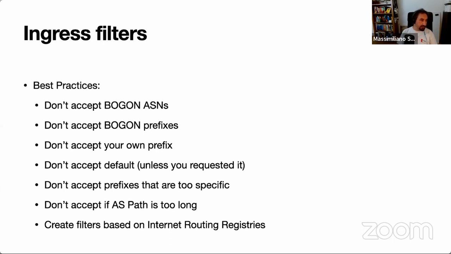Here we go. So don't accept if the AS path is too long, and you can see that in this case, Tom has a configuration there that showed you more than 100 should not be present in the routing table. And then create filters based on the internet routing registries. So what we showed.